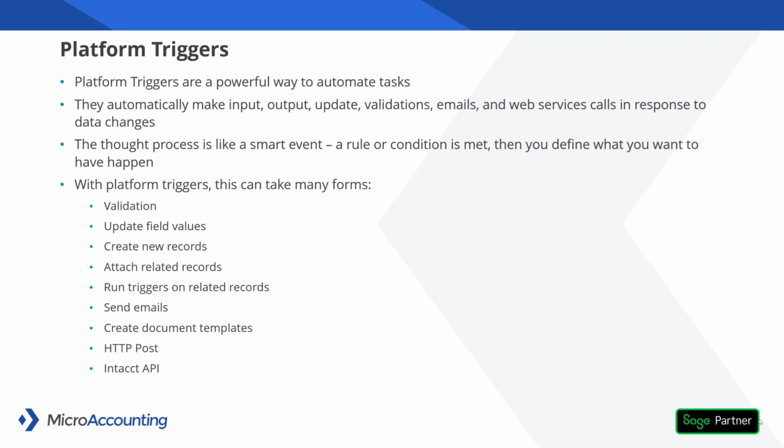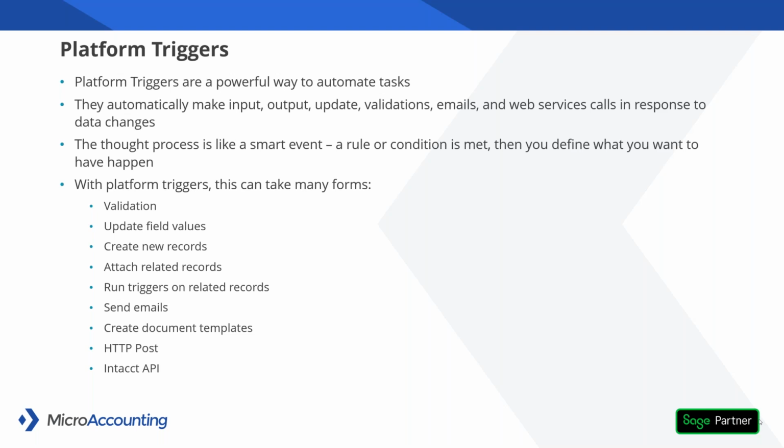Next thing is create new record trigger. This is just going to convert a record from one object into another using a conversion map that defines the field correlations between the two objects. Beyond that, you can do attach related records trigger, which links a related record to the current object when a specific condition is met. You can run triggers on related records. That would be executing triggers on related objects when conditions are met, so essentially cascading actions to related records.